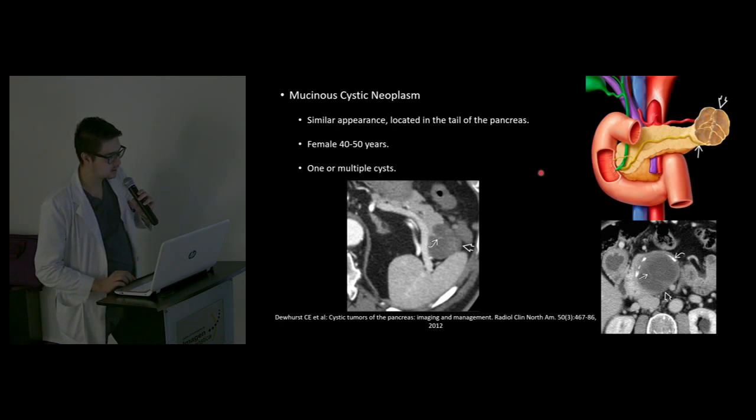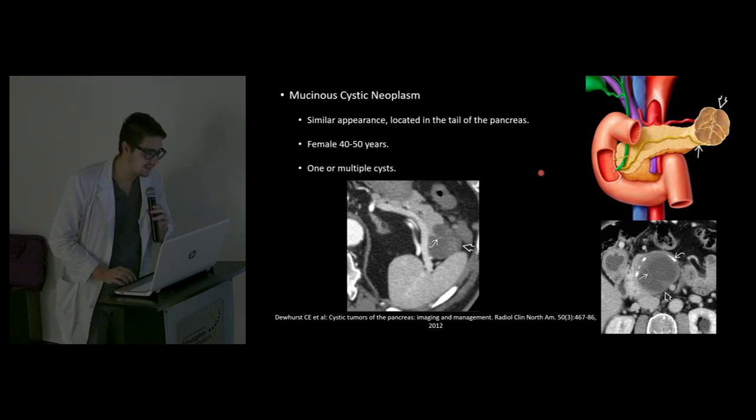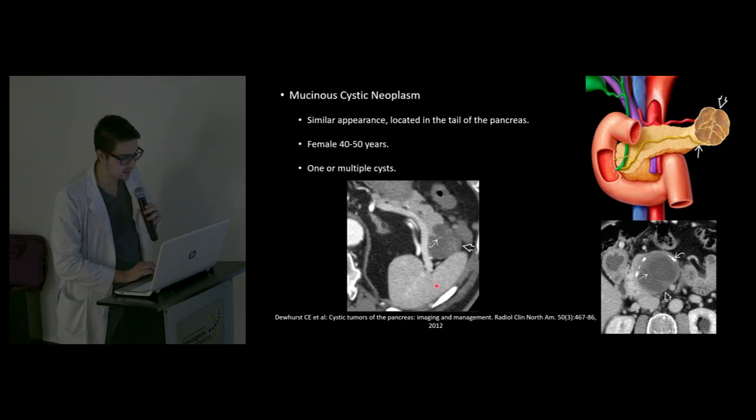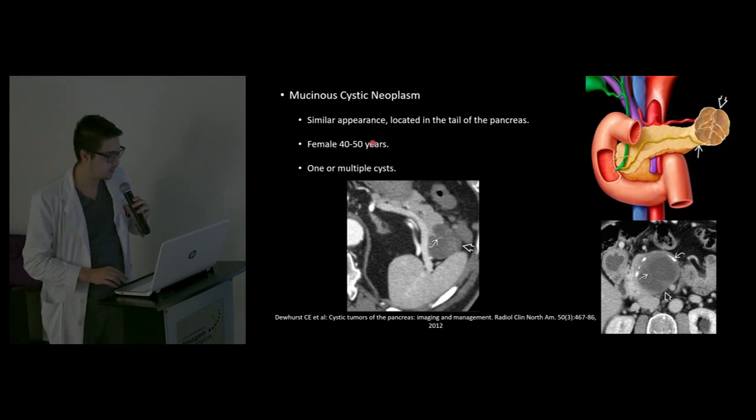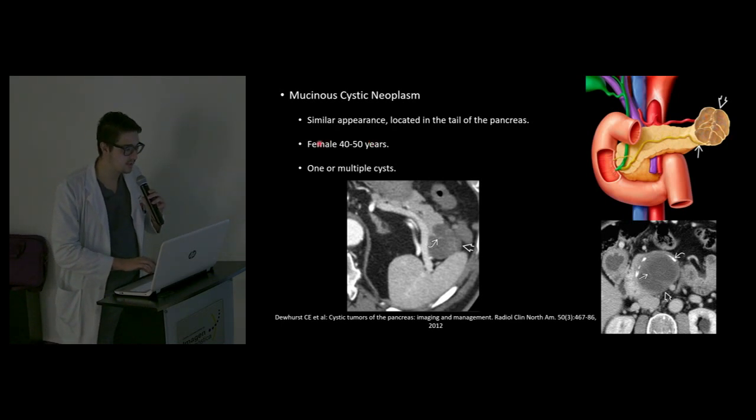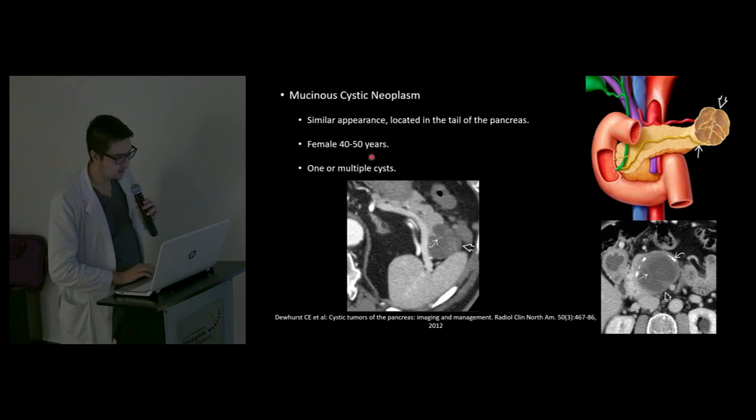Let's go with the differentials. The first differential is the mucinous cystic neoplasm. It has a similar appearance, since this is a well-defined cystic mass. It tends to have septa and dystrophic calcifications, but the difference with the solid pseudopapillary tumor is that it is seen in women of 40 to 50 years, the mother tumor, and it has one or multiple cysts.